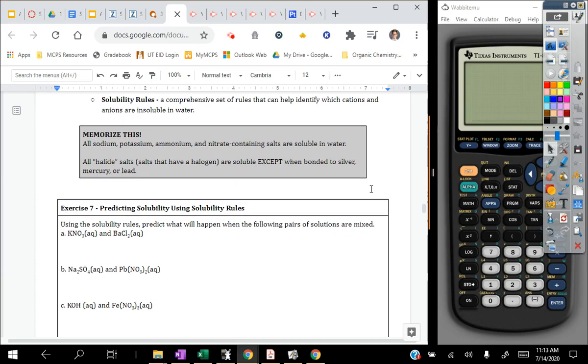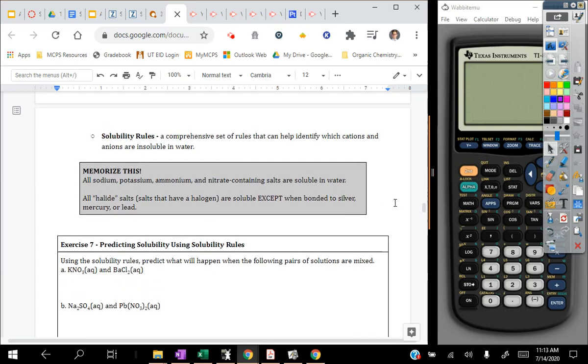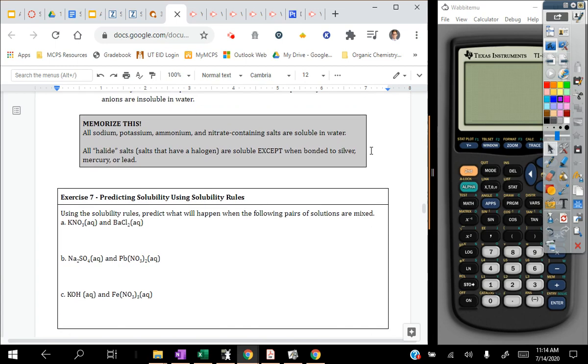We also briefly discussed our solubility rules, but we did not get to put them into practice. So we're going to pick up there and look at exercise 7. In the memorize this box, it says all sodium, potassium, ammonium, and nitrate containing salts are soluble in water. All halide salts, salts that have a halogen such as fluorine, chlorine, bromine, or iodine, are soluble except when bonded to silver, mercury, or lead. So let's put this into practice.